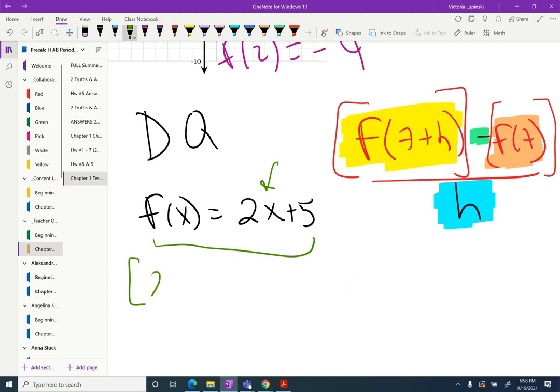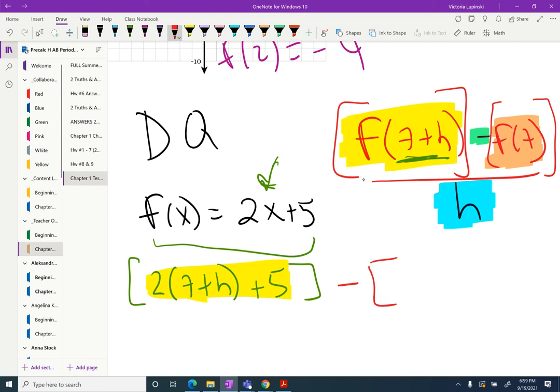So this would be 2 times (7 plus h) plus 5. So again, I took the 7 plus h, I went to the function. Everywhere there's an x, I put a 7 plus h, and then don't forget about the plus 5, because it has to be there. So this is the calculation that happens if I just do the yellow. Then again, there has to be a minus because that's what the formula says. I know that this is all still over h.